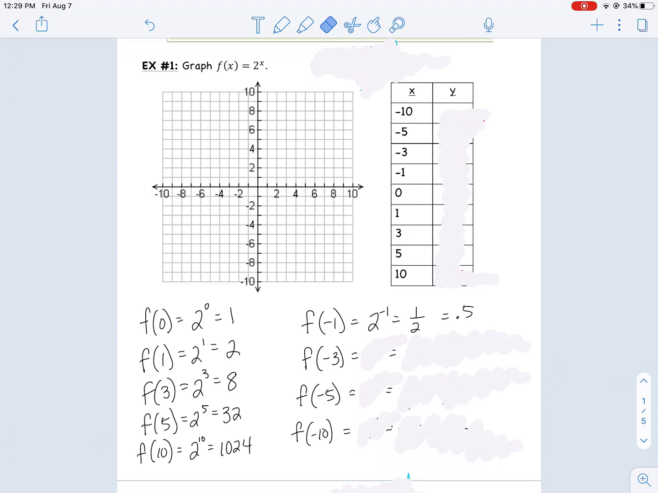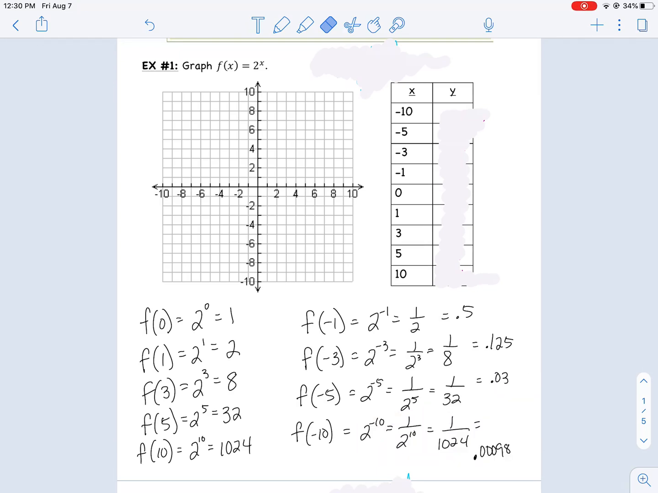Let's do the same thing for -3. I have 2 to the -3 power. Let's make it positive by dropping it down. I have 1 over 2 cubed, which is really 1/8, or as a decimal, 0.125. Do the same thing for -5, and the same thing for -10. Now let's go ahead, put them in our chart, and graph these ordered pairs.